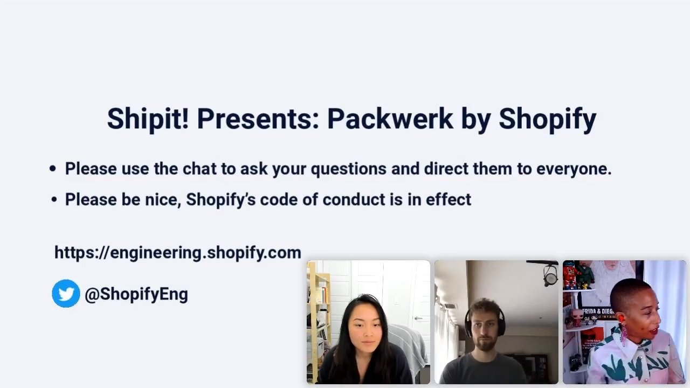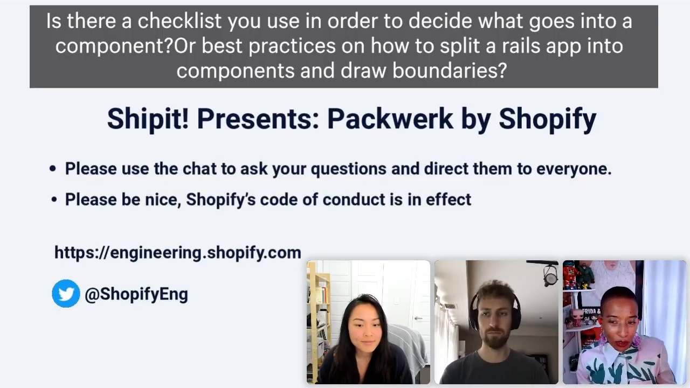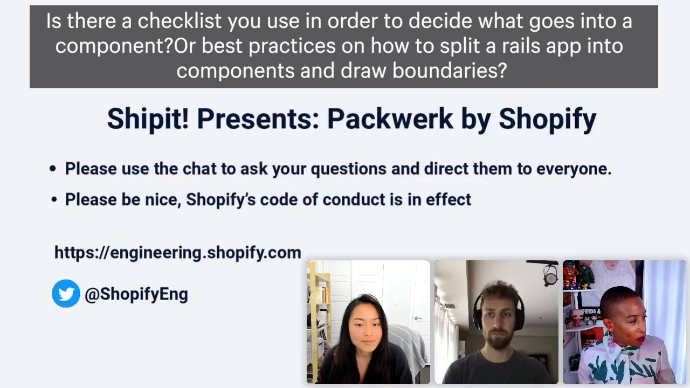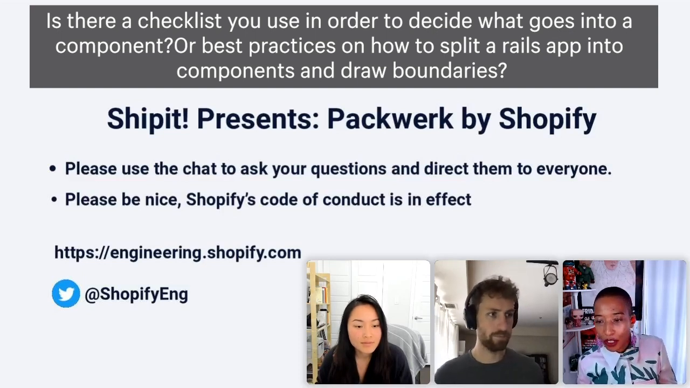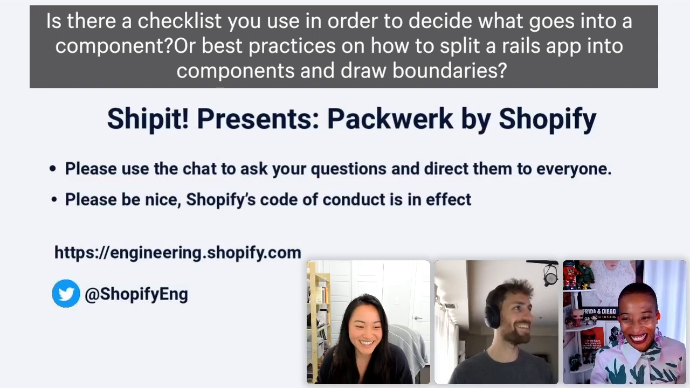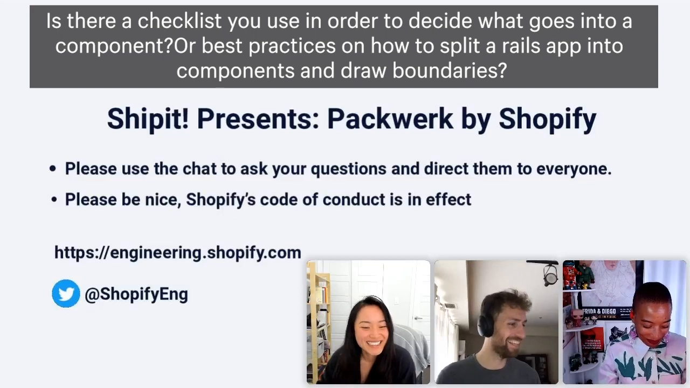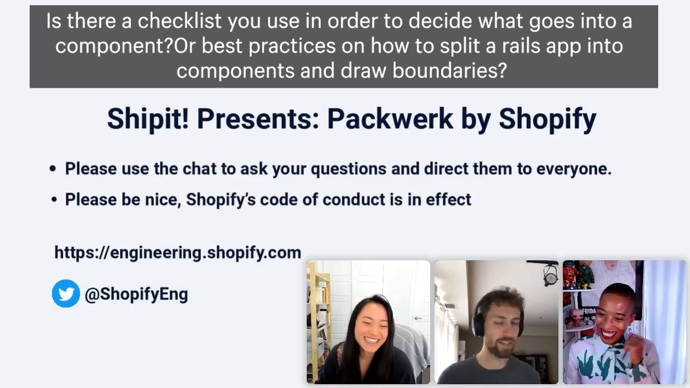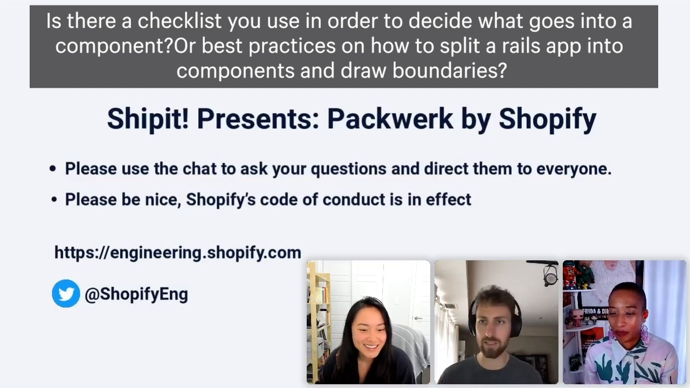Okay, moving on. Is there a checklist you use in order to decide what goes into a component? Are there best practices on how to split a Rails app into components and draw boundaries? Phil, you're the father of componentization here at Shopify. You would know. So I think there are two questions in here. Best practices is a little hard because we're still experimenting with large parts of this.